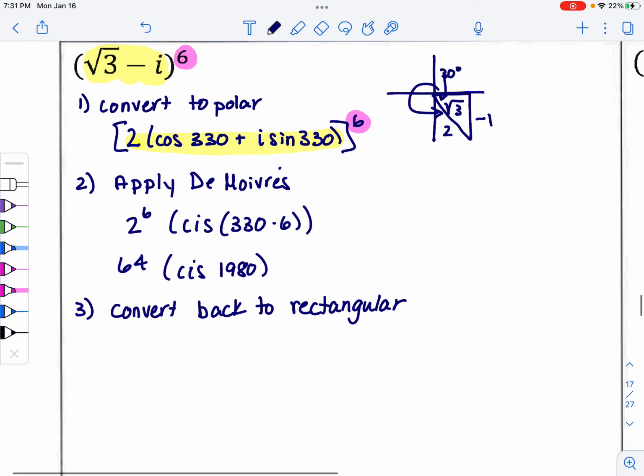So if I need to convert this back to rectangular, I'm going to be real. I have no idea where 1,980 is. So I'm going to go ahead and I'm going to keep subtracting my 360 all the way until I have something to work with that makes my life a whole lot easier. And as I continue to subtract 360, just going through, the first time was 1620, then 1260, subtract another 360 again, 900, then it was 540, then it became 180. So I'm going to stop there, 64 cis 180.